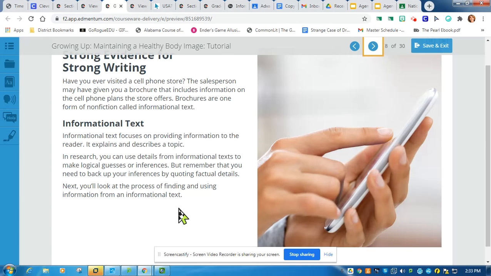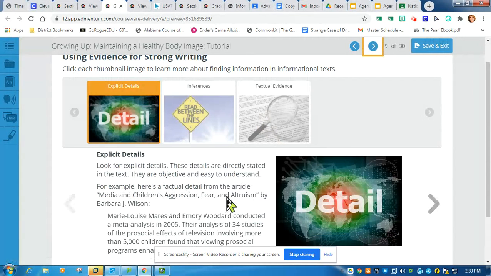So in research, you can use details from informational texts to make logical guesses, or what we call inferences. But remember, you need to back up your inferences by quoting the factual details that you find in the informational text. So let's look at the process of finding and using the information from an informational text. Okay, so you want to click each thumbnail image to find out more information about these: explicit details, inferences, and textual evidence.